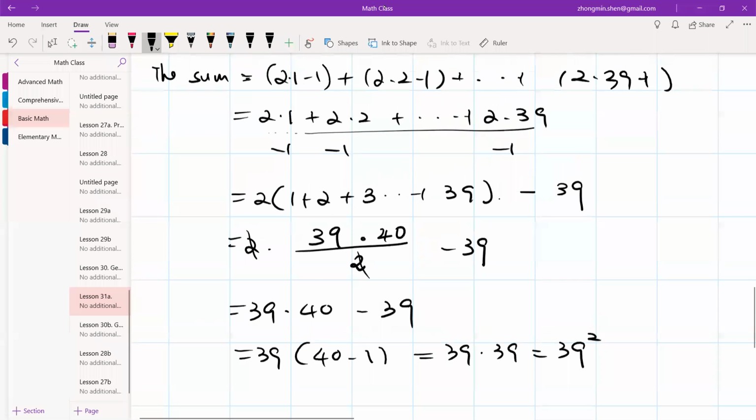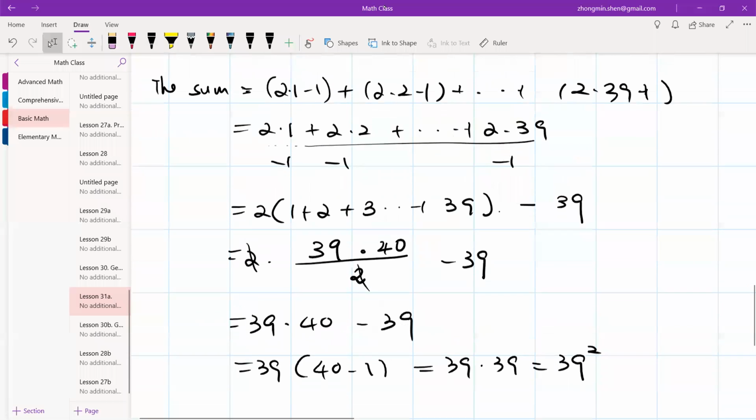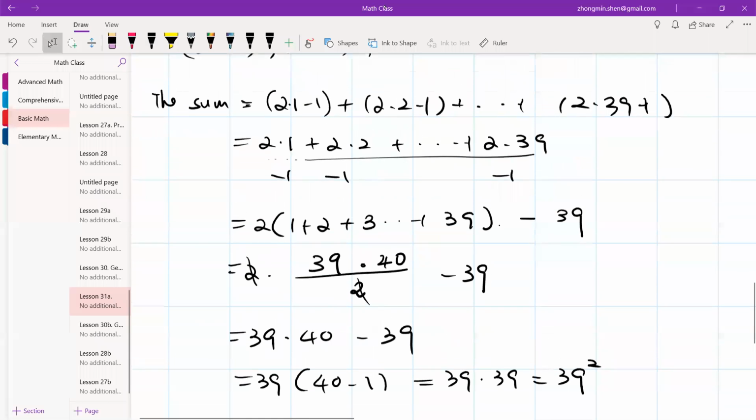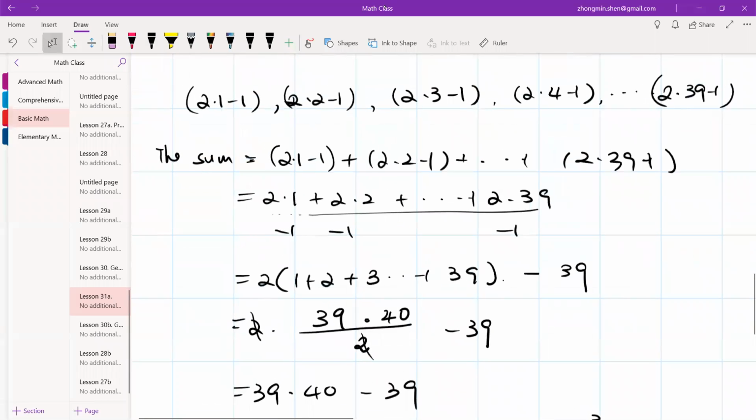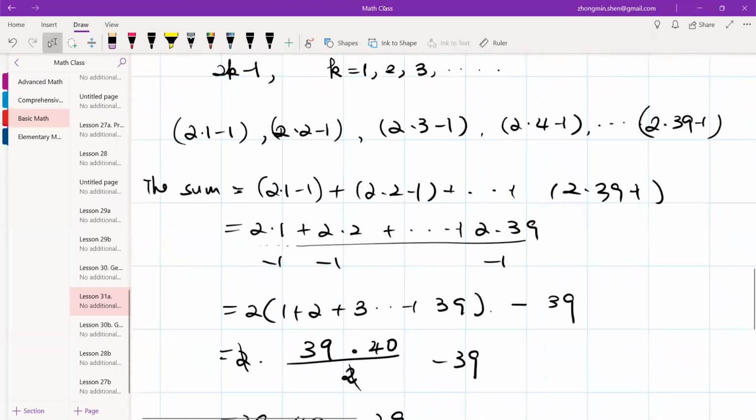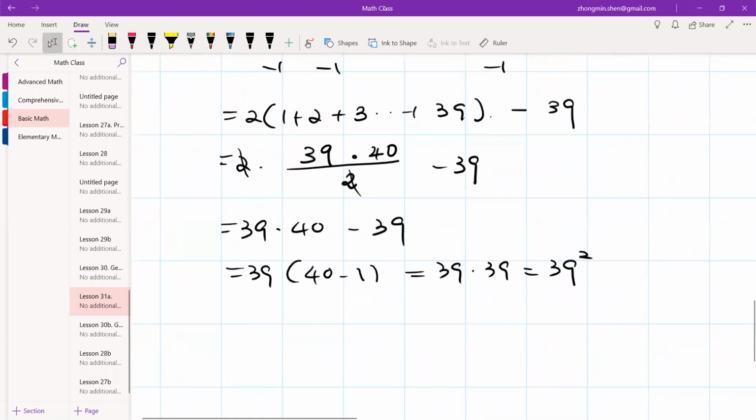So the key point here in this problem is, first of all, you should learn how to add all the integers together, increasing by 1 each time. Or there's another point, which is how to express other numbers. Other numbers can be written in the form 2k minus 1.